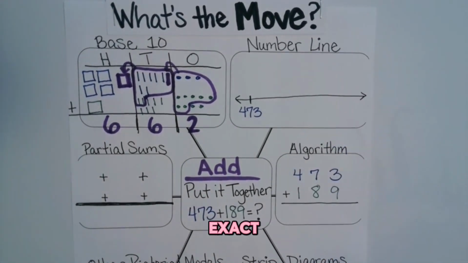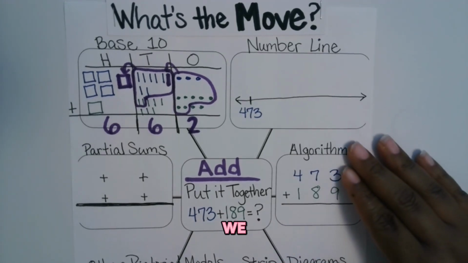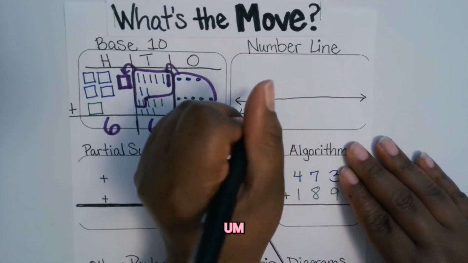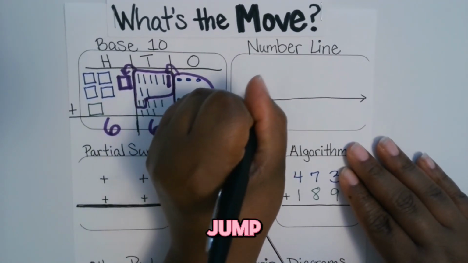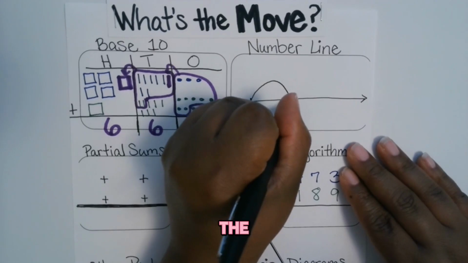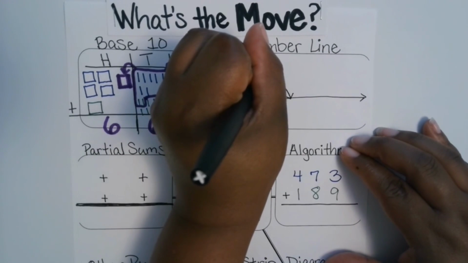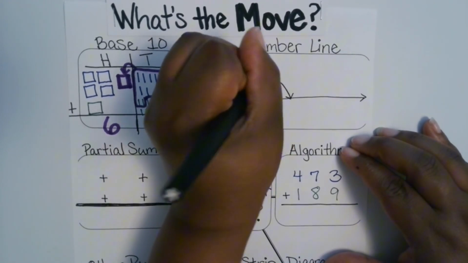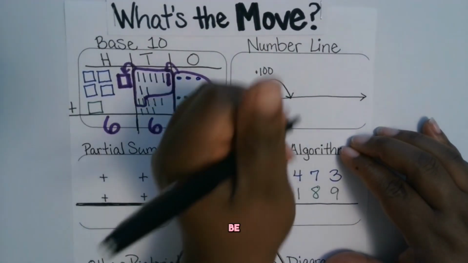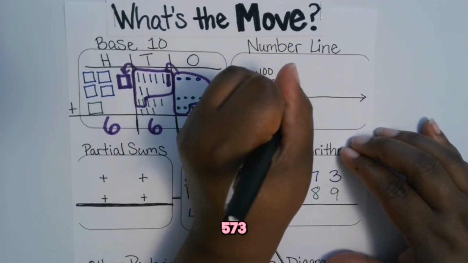Okay, now we're going to see that exact same thing, but we're going to represent it on the number line. So as you can see, I've created a number line. My starting point is 473. I'm going to show how you would add 189 to this amount. And we show on the number line, we use jumps. So my first jump would represent the 100 in the second number, 189. So that would be 100. If I add 100 to that, that would be 573.